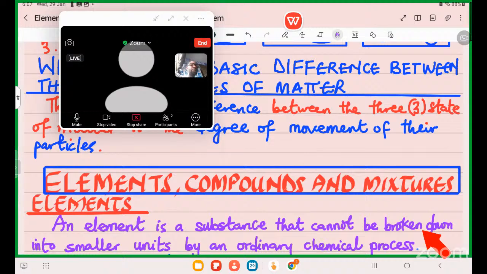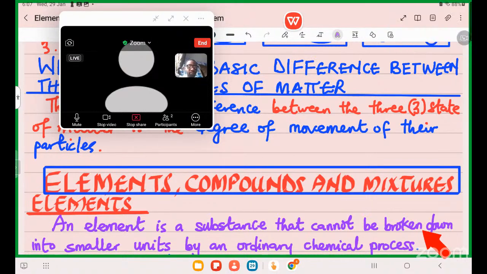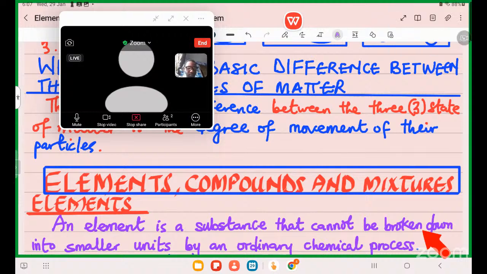Good. Can you just tell me briefly what you understood by that? Can you tell me your understanding about what I just explained about an element? It is a substance that can't be broken into small pieces by chemical processes.